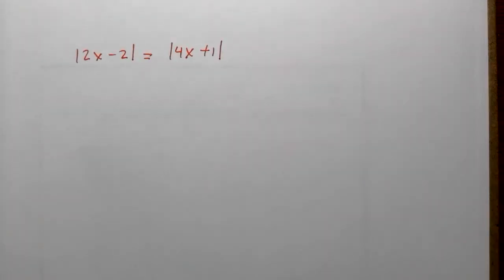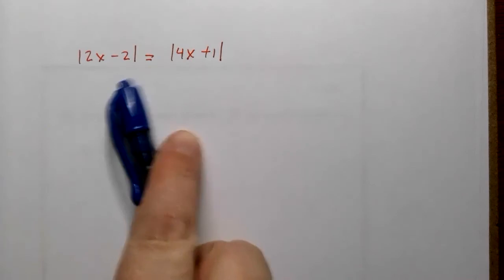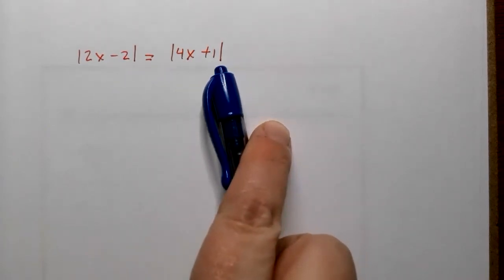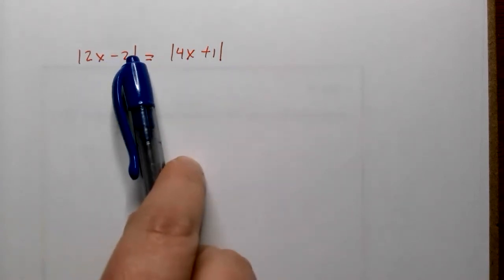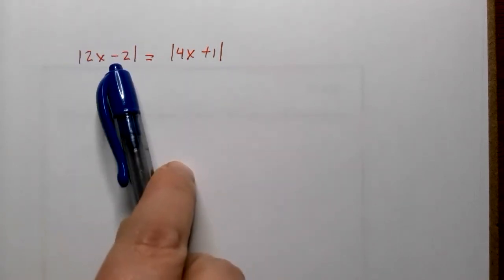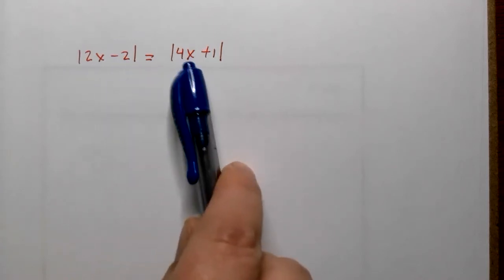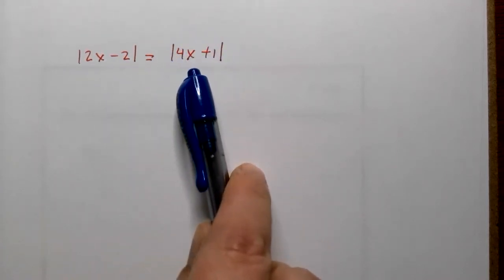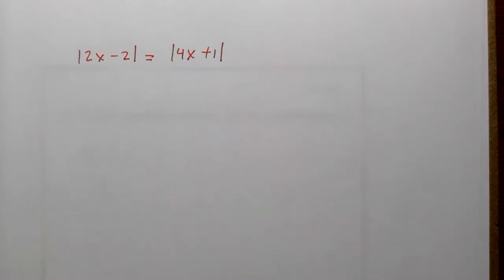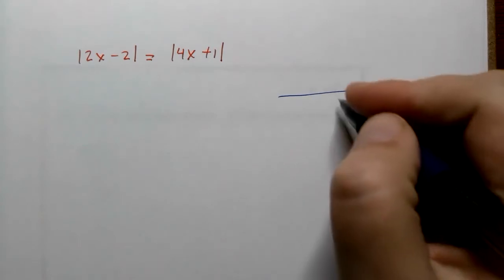My next example is how to solve an equation like this. You have an absolute value equal to another absolute value. So if you think about it in terms of the distance from 0, what this equation says is that the distance from 0 of this expression is the same as the distance from 0 of this one. So what could happen? What are the situations? How could that happen?